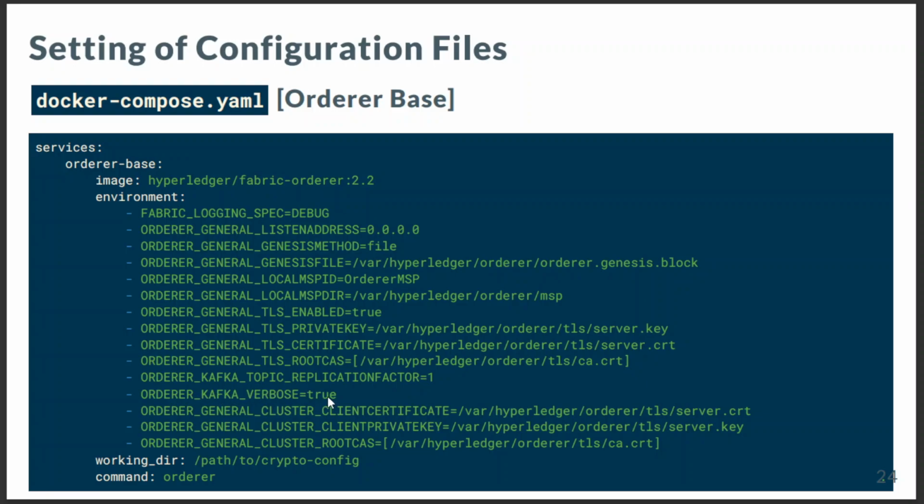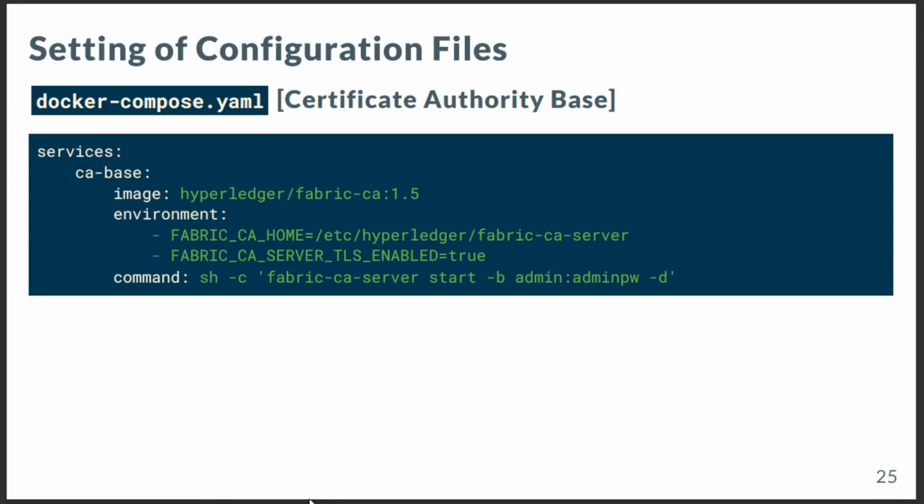Orderer Kafka verbose true. Of course, whatever Kafka does, the debug will be verbose. All the details will be posted in the logs. Then cluster client certificate, that is the orderer TLS certificate, the cluster client private key, the private key of the server, and finally the root CA for the cluster. The working directory we set the same as crypto config because we need to use the keys directly. And finally the command orderer, it just runs the orderer command and the orderer starts in the container.